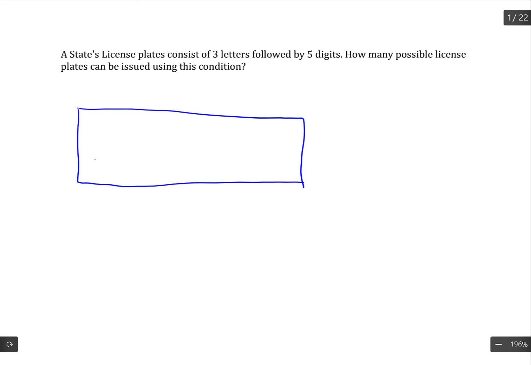And in this case, we're going to have 3 letters and then followed by, I'm just going to put a dash for a space, 5 digits. 1, 2, 3, 4, 5. Now, a valid license plate could look like WQX 25156, something like that. So we have to figure out how many different license plates are possible under these conditions.